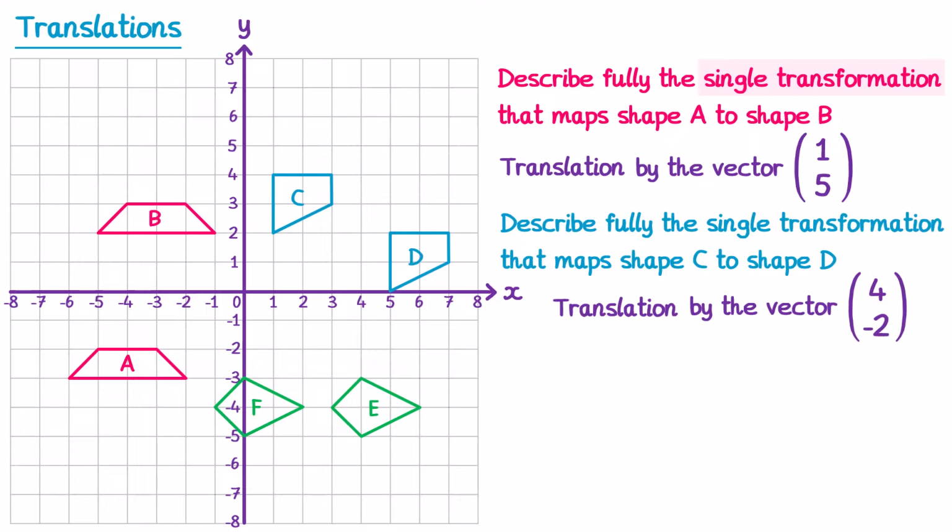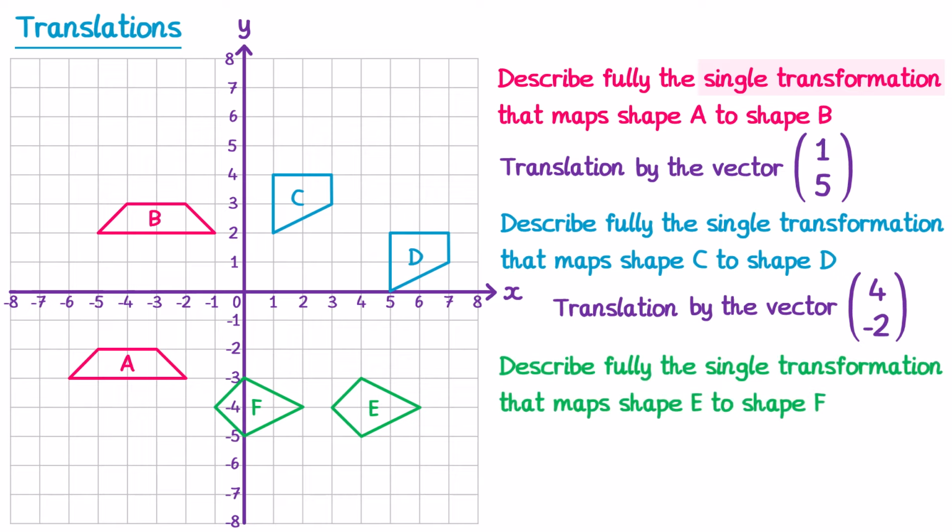And finally, let's describe the single transformation from shape E onto shape F. We're going to start by writing it down as a translation to get that mark, and then we need to work out its vector. Let's pick a point on shape E. I'm going to go for this one here, and we'll mark on the corresponding point on shape F, which is this one here. To get from the cross that's on shape E to the cross that's on shape F, I just need to move to the left. It's 1, 2, 3, 4 to the left. I don't need to move up or down, so this vector will be -4 and then 0.